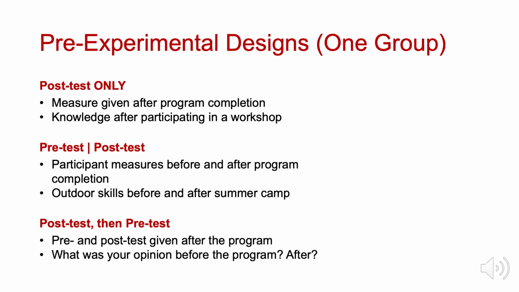So starting with pre-experimental designs, the key here is that you have one group that you are measuring. This one group is certainly your audience or your participants or those who came to your program, right? Three main types of designs in this category. Post-test only, as you might expect, is literally some kind of measure given at the end of a completion of a program. So this very often is a post-program survey, right? Or a post-test. And here you're looking mostly for some kind of knowledge gain, right?